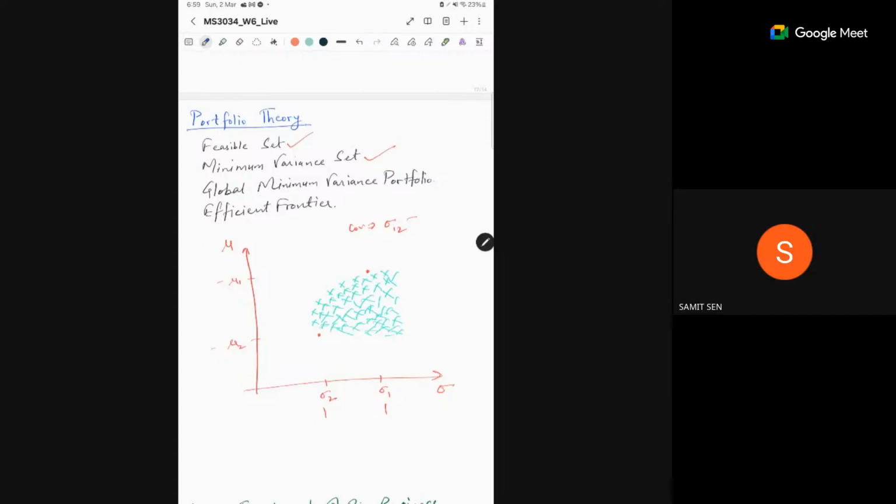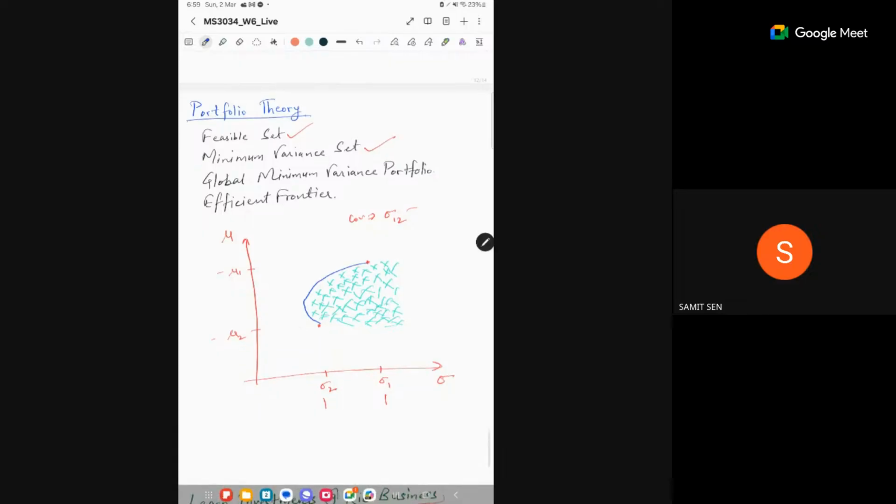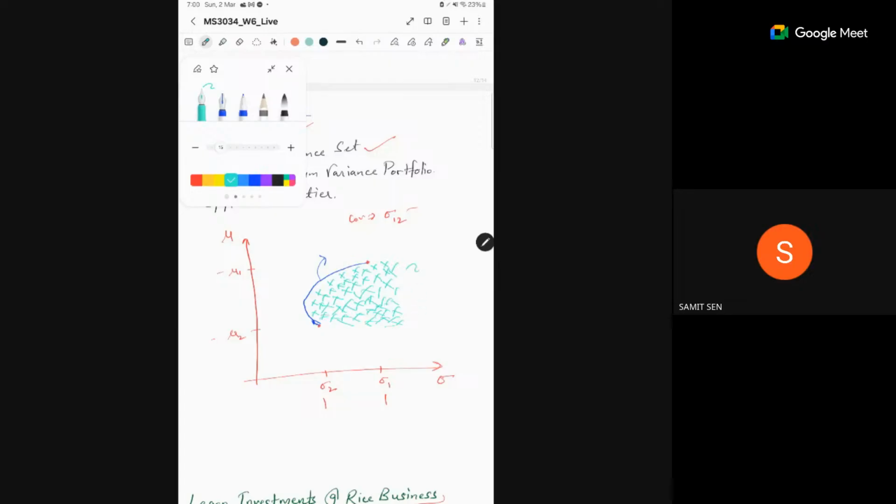If you try to look at the leftmost boundary of this, it comes out in this form. This blue line is the leftmost boundary of your feasible set. This green one is your feasible set, and this blue one is your minimum variance set.